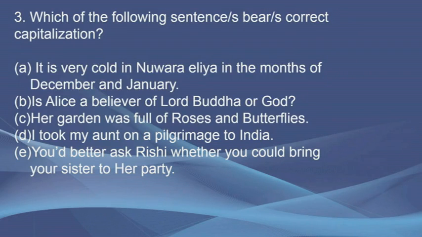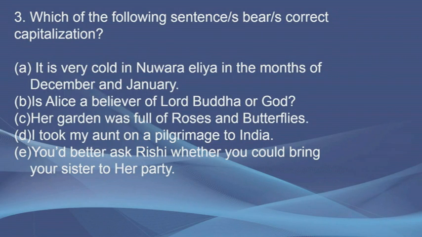Her garden was full of roses and butterflies. Well, there's nothing wrong with that sentence except for the fact that roses and butterflies start with capital letters, which should not be, because they are used in general. You don't need to capitalize the letter R and letter B over there. You can just use simple letters. Let's go to D. I took my aunt on a pilgrimage to India. Yeah, it's a correct sentence. Everything sounds okay, and India is a special name, a proper noun, the name of a country. It starts with capital I, which is correct.